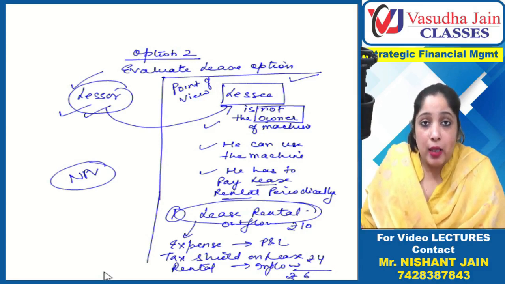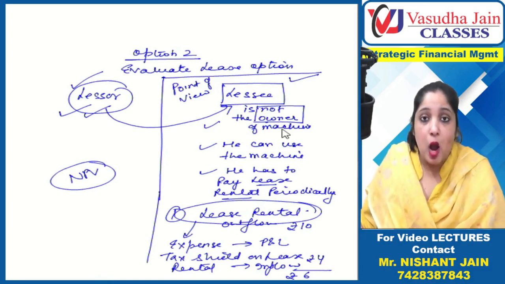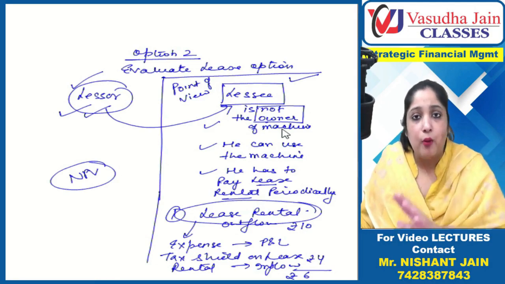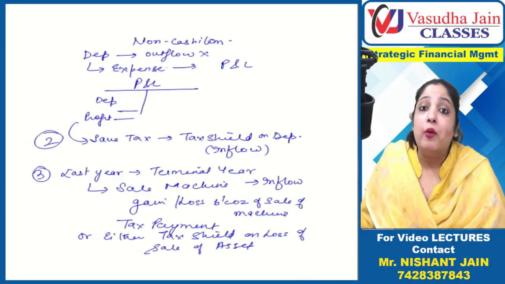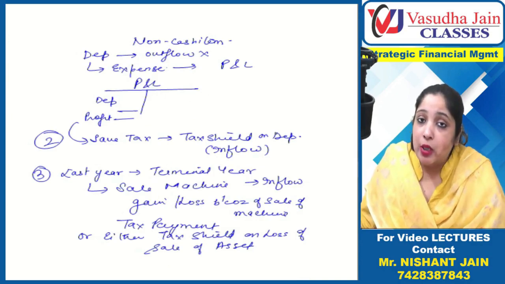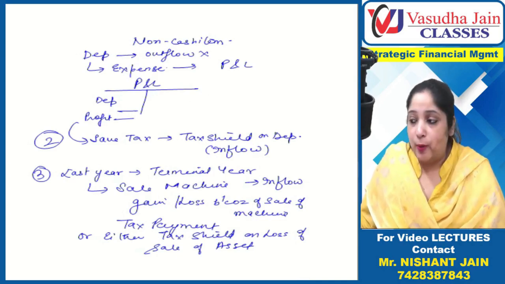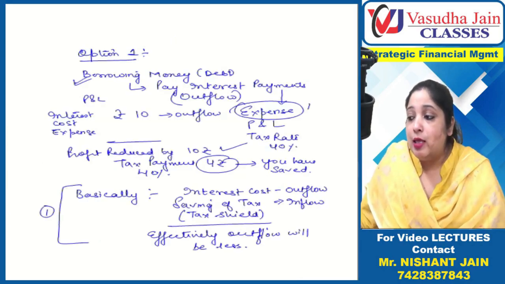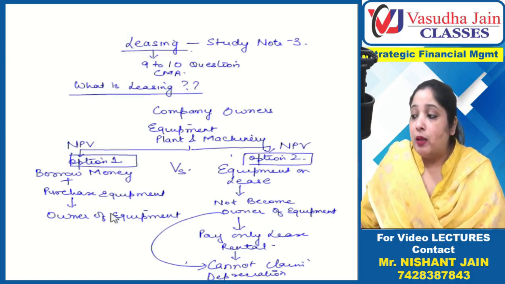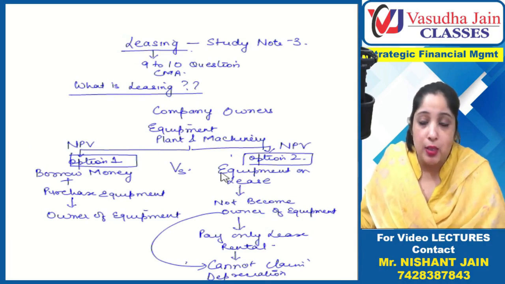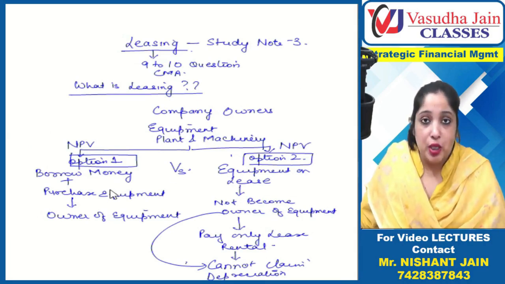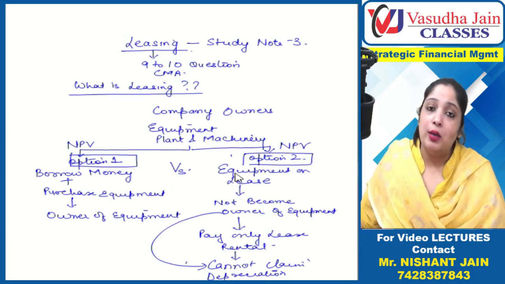Once the present value of both options is calculated, whether inflow or outflow, whatever the situation is, we will see in which option less outflow is going. Whichever option has less outflow, that option is going to be better for us, and then we will decide upon it. So basically in the leasing chapter, this is the main type of question: comparing the two options, that is, to borrow money and purchase the equipment, or take the machine on lease.